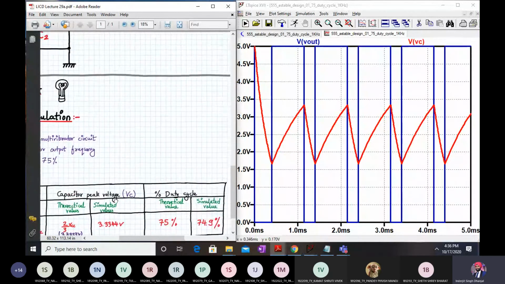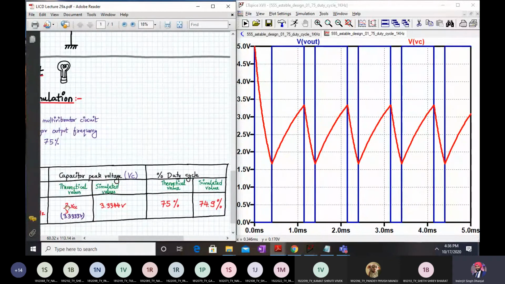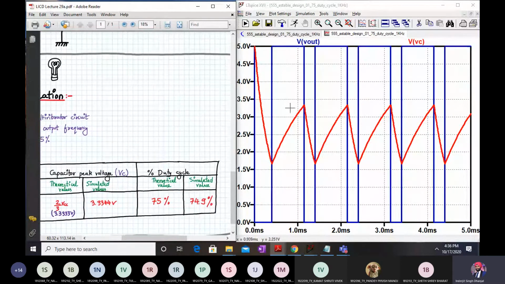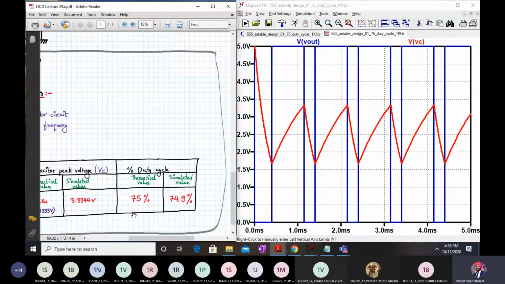Here the capacitor value is wrong actually. So the capacitor value will be in 2 places. So I will update it. So capacitor voltage will change from, let me show it to you. This maximum peak will be 2/3 of VCC. That is correct. But the lowest peak will be 1/3 VCC. Let me show it to you. First of all, let me check the duty cycle, 75%. So we are getting around 74.9%. That is also very accurate. How do you calculate duty cycle? The on time divided by the total period.